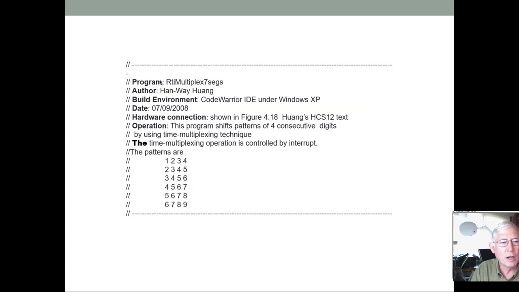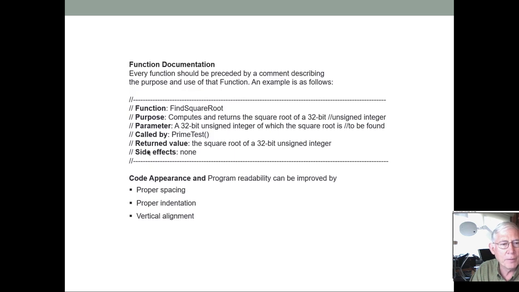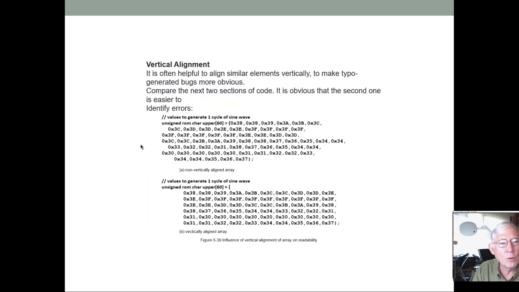You should always put in enough information so you know what your program's doing, what inputs it needs, when it was created, who created it, its name, where it needs to be built, and some other stuff. And then when you create arrays, like if you wanted to create values to generate one cycle of a sine wave, here they go.